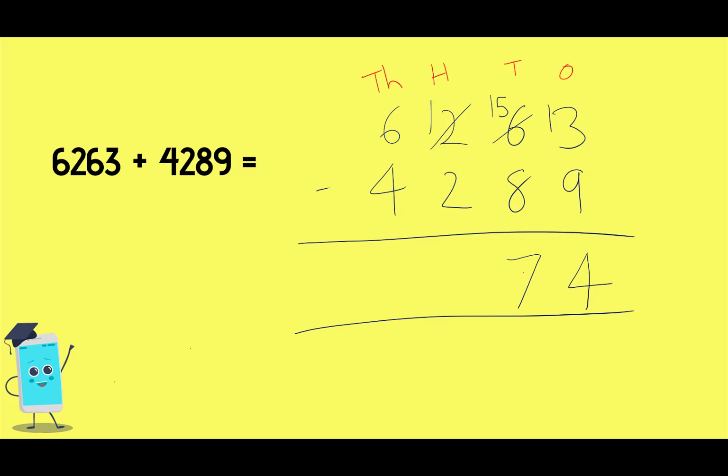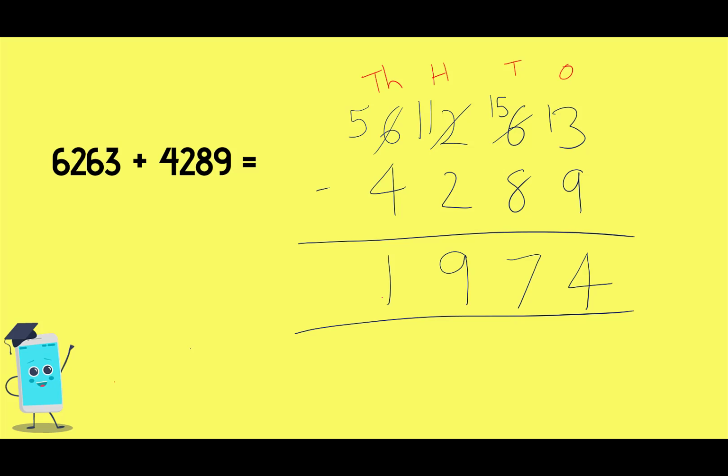And now I go to my hundreds column. And again now, because I've borrowed, the number at the bottom, 2, is larger than the 1. I need to borrow 1,000. So my 6,000 becomes 5,000. And this now becomes 1100s. 1100s take away 200s is 900s. And 5,000 take away 4,000 is 1,000.